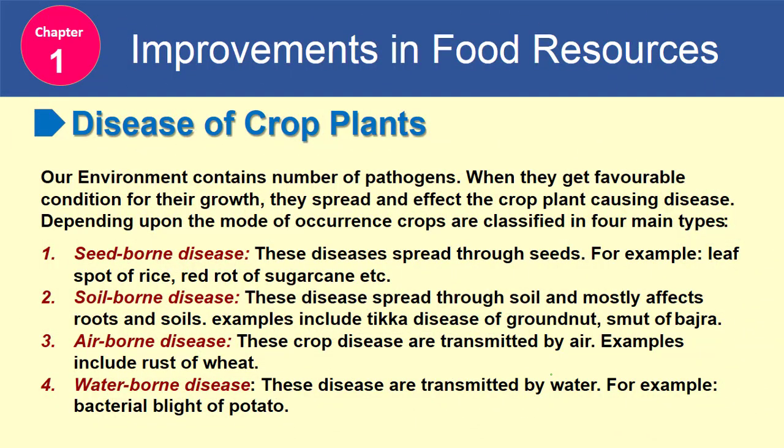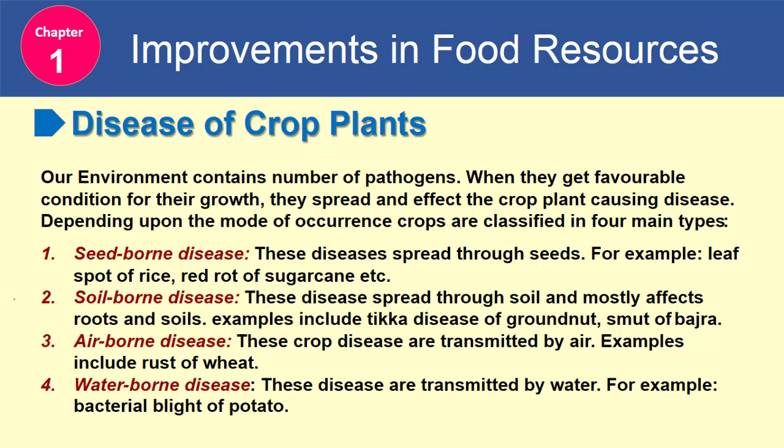Now, what are the diseases of crop plants that affect crop yield very badly? As we know, our environment contains a number of pathogens. When they get favorable conditions for their growth, they spread and affect the crop plant, causing disease. Depending upon the mode of occurrence, crop diseases are classified into 4 main types.